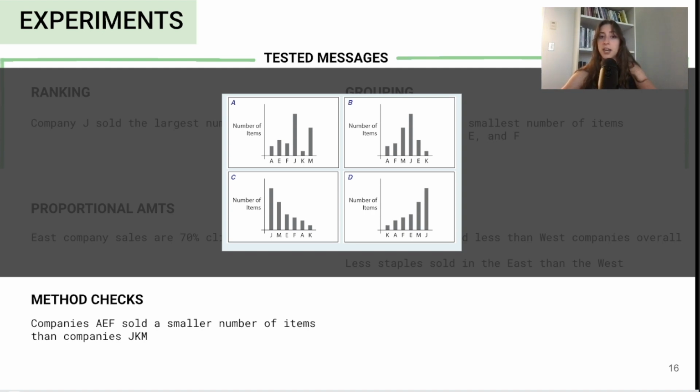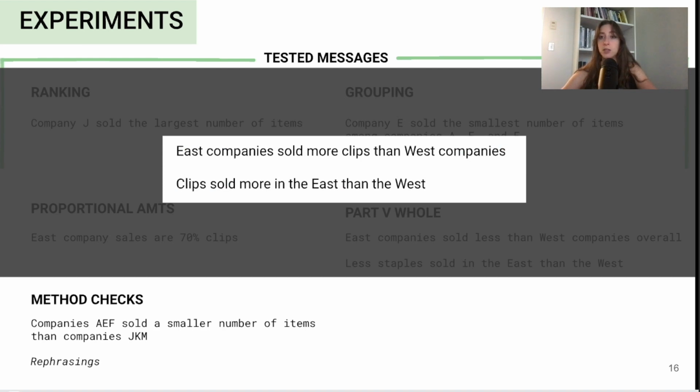Another version of a method check that we ran were rephrasings. So we wanted to make sure that the word choice or the sentence structure that we used was not impacting the results of our experiments, and we found that they didn't. There was no significant difference in the signals we found.